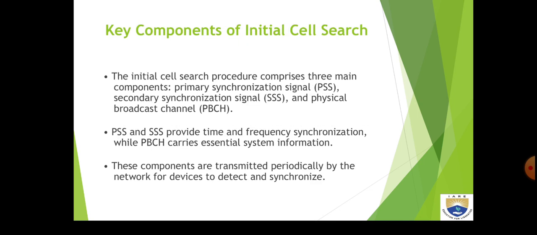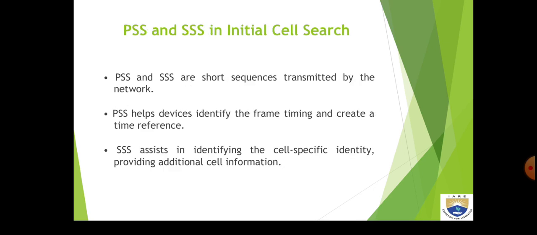Key components of initial cell search. The initial cell search procedure comprises three main components: the primary synchronization signal (PSS), the secondary synchronization signal (SSS), and the physical broadcast channel (PBCH). PSS and SSS provide time and frequency synchronization, while PBCH carries essential system information. These components are transmitted periodically by the network for devices to detect and synchronize.